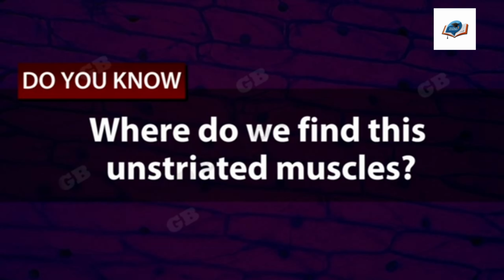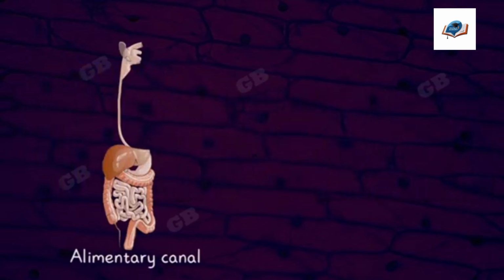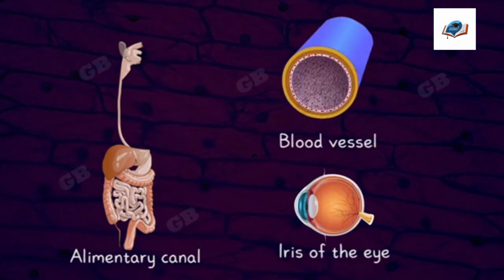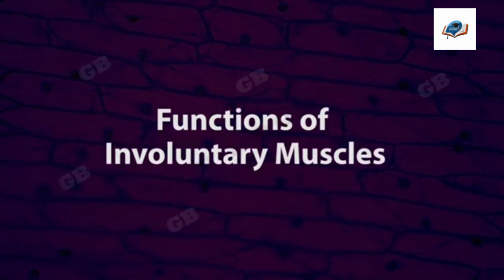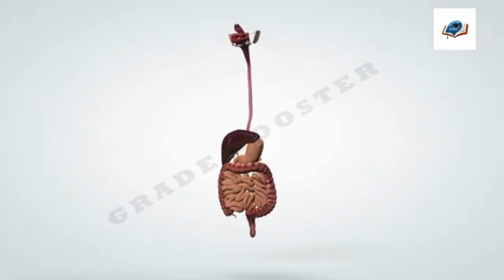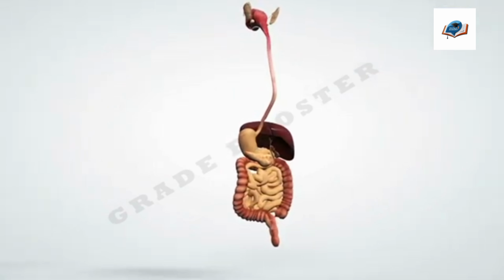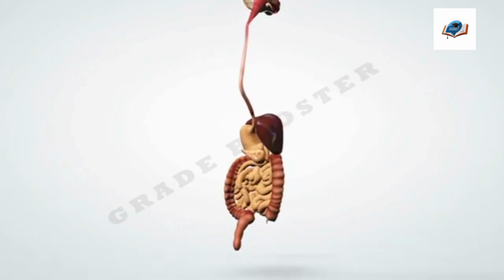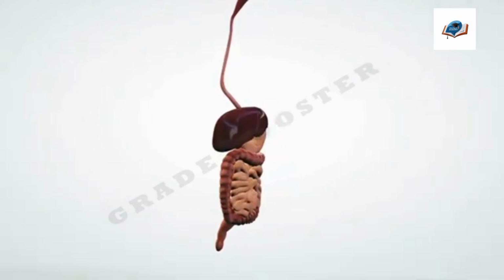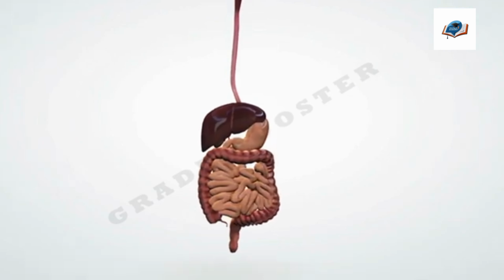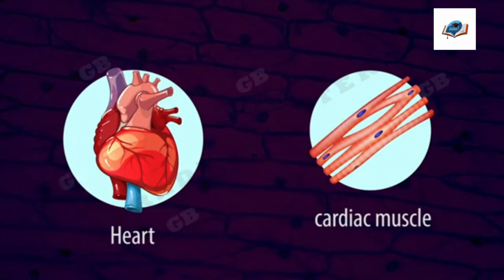Involuntary muscles are found in various parts of the body, including the alimentary canal, that is digestive tract, blood vessels, the iris of the eye, urinary bladder, the uterus, bronchi of the lungs. Let's see the functions of involuntary muscles. Involuntary muscles control movements that happen automatically without conscious effort, such as movement of food through the alimentary canal, that is digestion, contraction and relaxation of blood vessels to regulate blood flow.